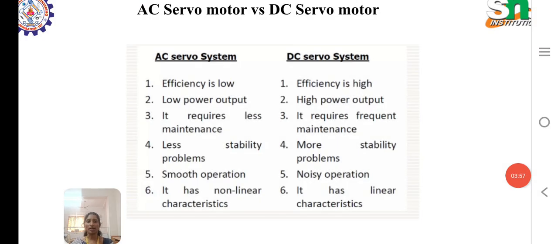As we have already discussed, in the AC series motor also we had two inputs to give, where we can use both AC and DC as input for an AC series motor, whereas in the servo motor also we have both options, like we can use AC and DC.